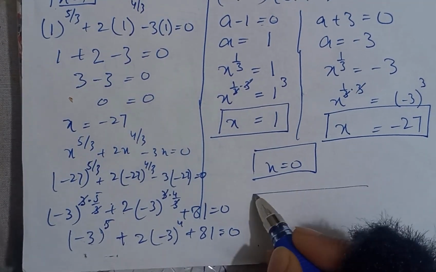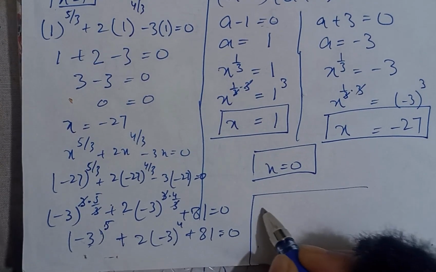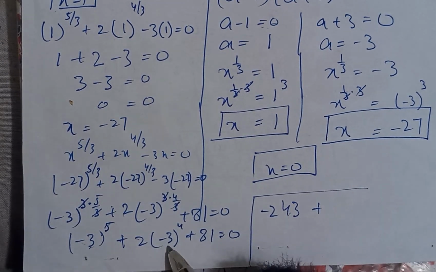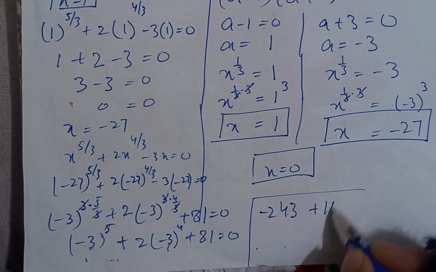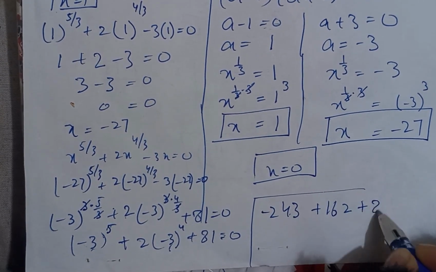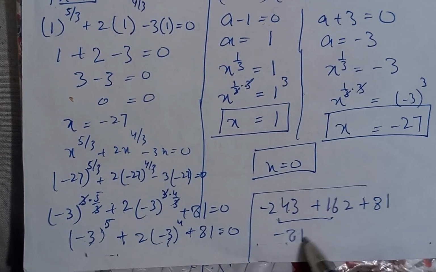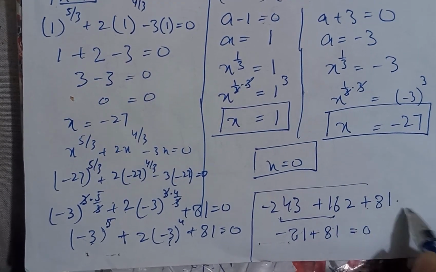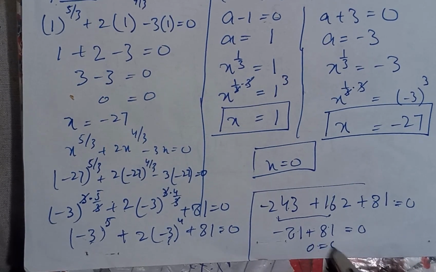Now in the next step, minus 3 raised to the power 5 is equal to minus 243, plus minus 3 raised to the power 4 multiplied by 2, it's equal to plus 162, plus 81. If we solve these two terms, then we get minus 81, and this is plus 81 and the right hand side is 0. Minus 81 and plus 81 is equal to 0, so 0 is equal to 0.